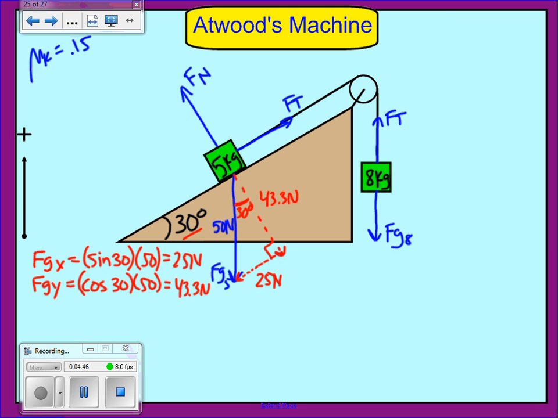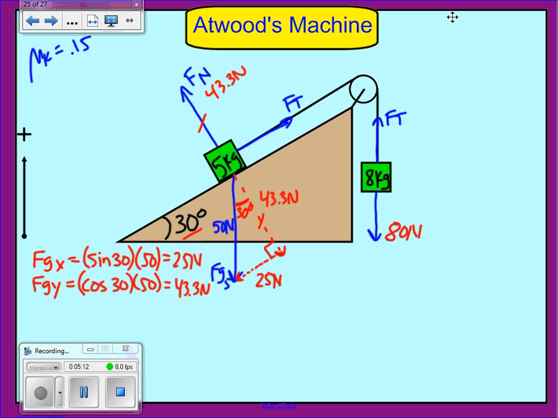Okay, so I figured those out. What else can I figure out? Well, I know that the force gravity from the 8 kilogram block is 80 newtons. And since the normal is equal to the force gravity y, I know my normal is 43.3 newtons as well. So that basically only leaves the tension forces that are unknown, which makes sense because we have to solve for those.